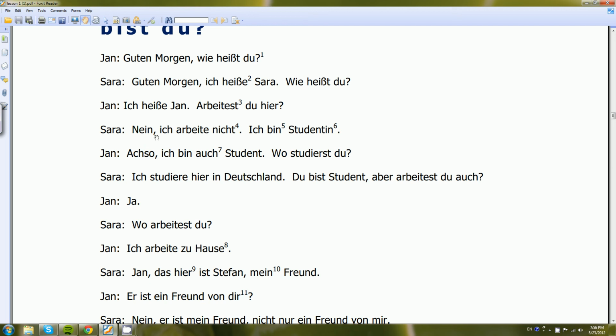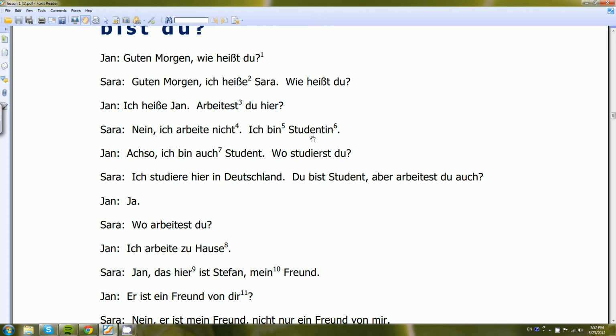Nein, ich arbeite nicht. Nicht. So this is the same sound as in ich, nicht. Ich bin Studenten. Ich bin Studenten. So here, st: if it's an S, it's Z, Sarah, but ST is st, Studenten. And again, this T is usually not really articulated.